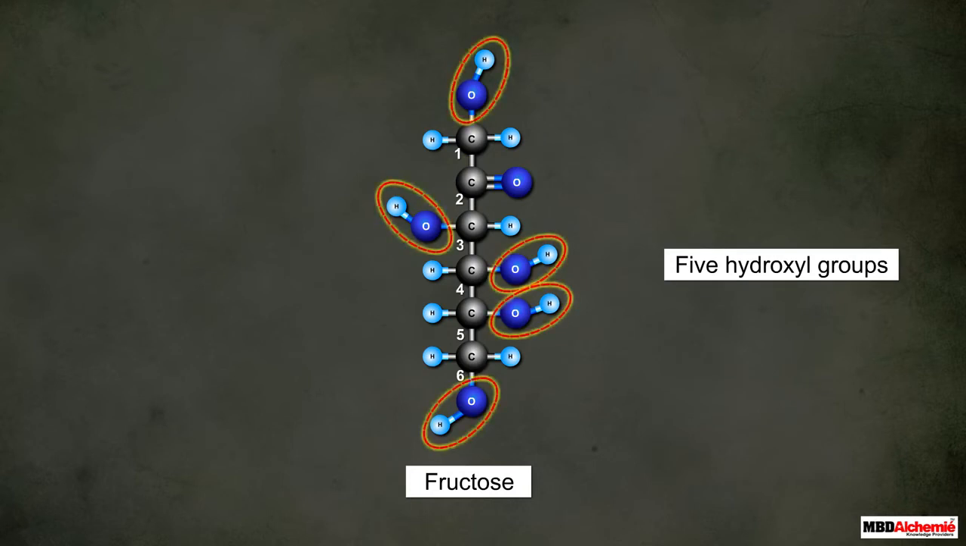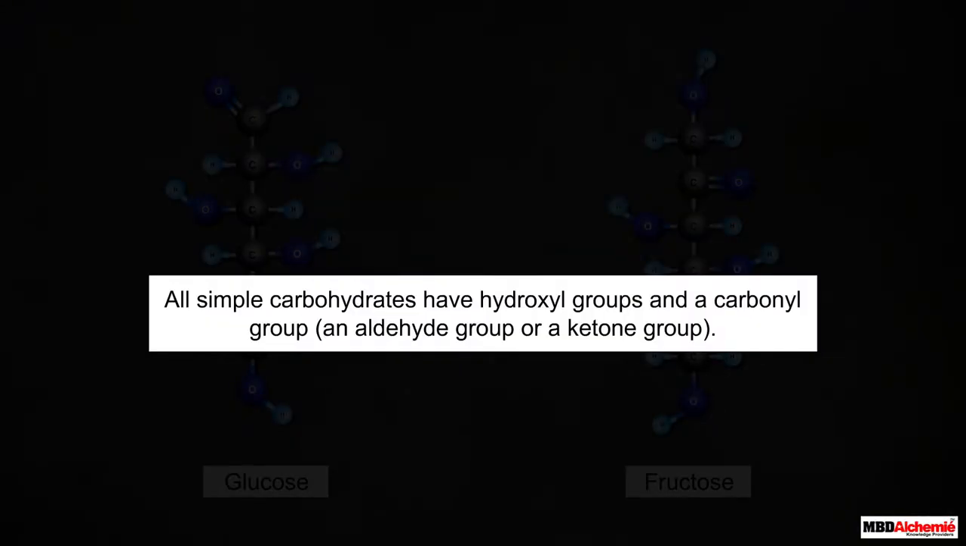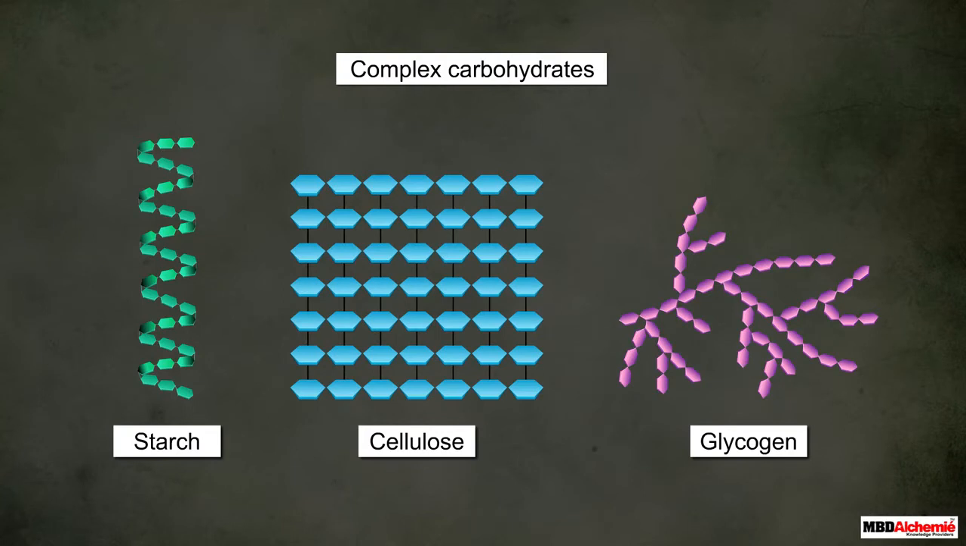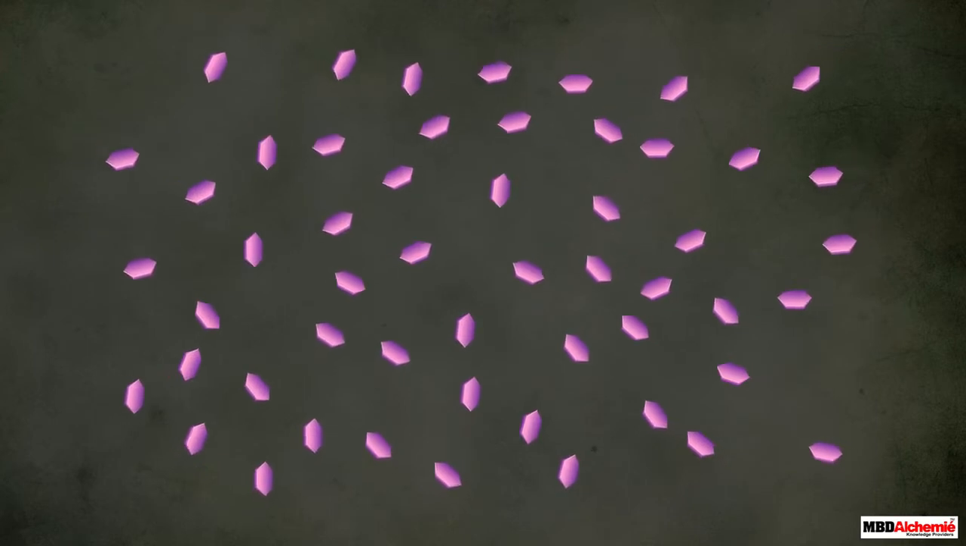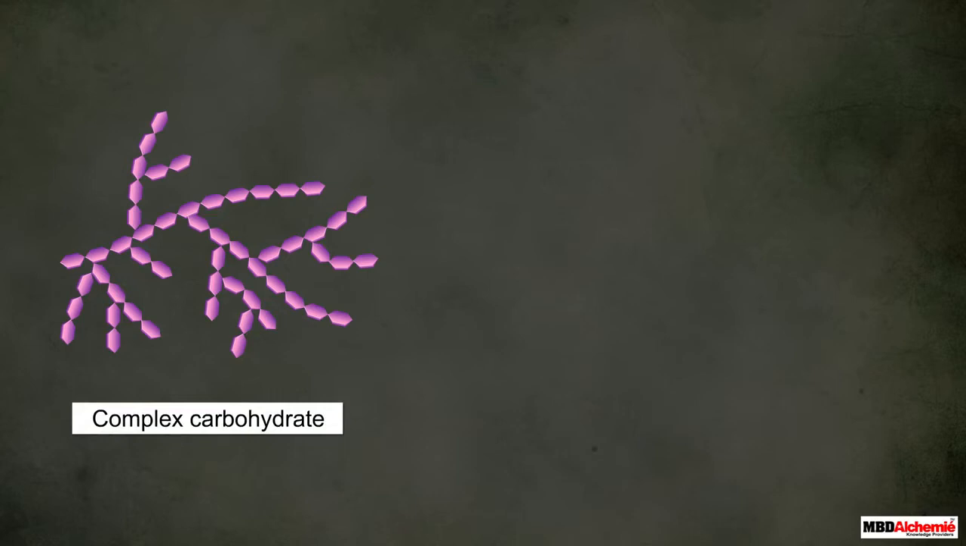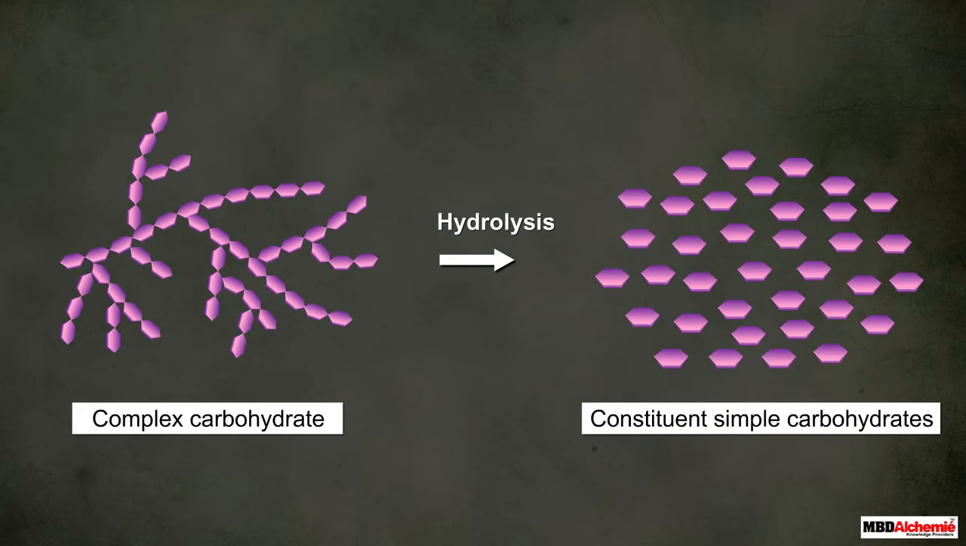Just like glucose and fructose, all other simple carbohydrates have two types of functional groups in their molecules: the hydroxyl groups and a carbonyl group, that is an aldehyde group or a ketone group. Other than the simple carbohydrates, there are many complex carbohydrates as well. Complex carbohydrates are formed when many simple carbohydrates combine together. Therefore, when these complex carbohydrates are hydrolyzed, they break down and give their constituent simpler carbohydrate units back.